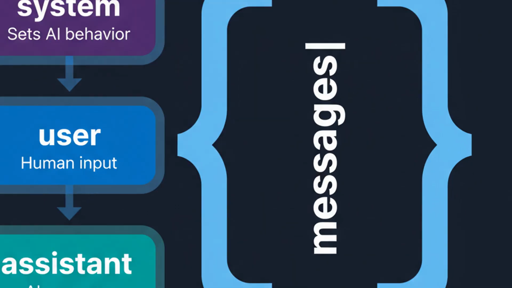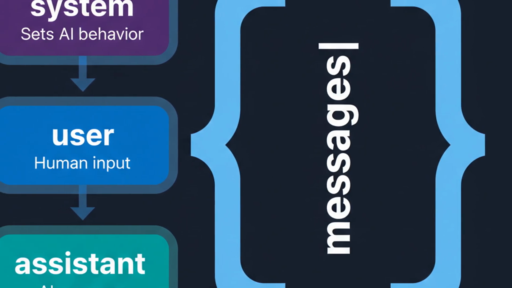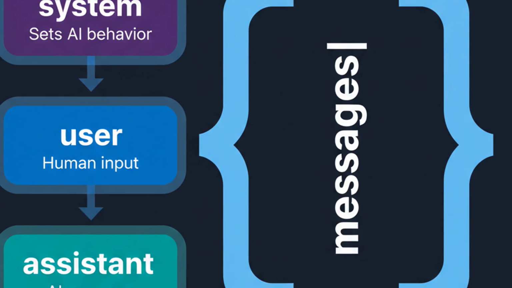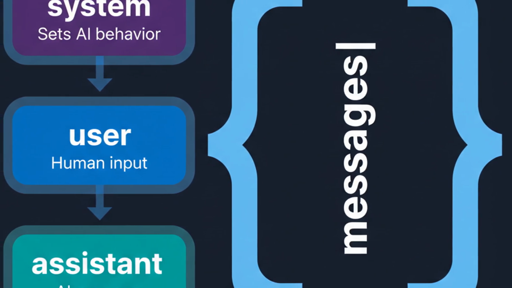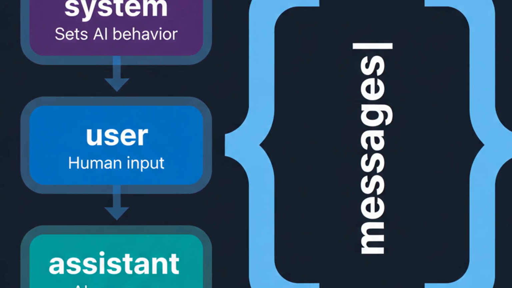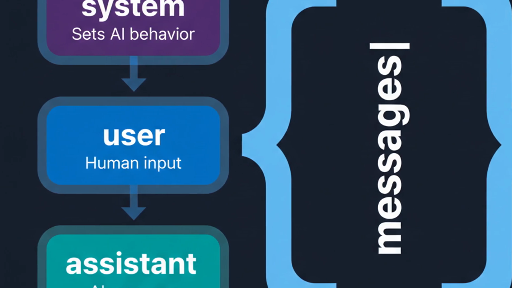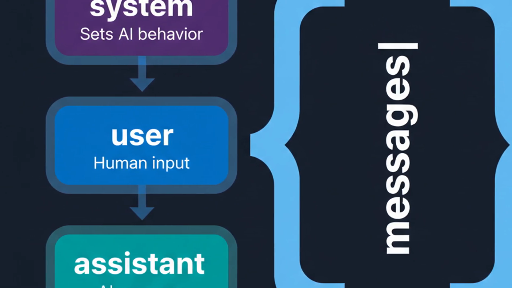The endpoint we care about is chat.completions.create. This is the same endpoint powering ChatGPT. It takes a model name and an array of messages. The messages array is a conversation history. Each message has a role and content. There are 3 roles. System sets the AI's behavior and personality. User is what your human types, and assistant is what the AI previously responded. For a simple query, you just need system and user.